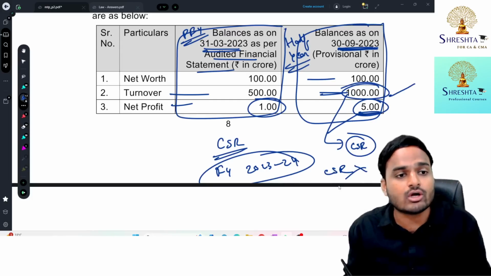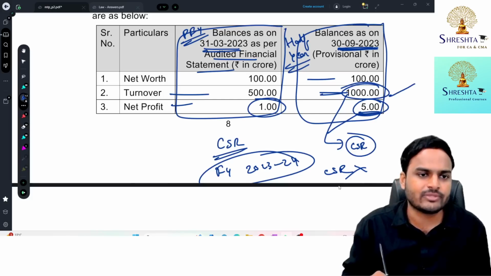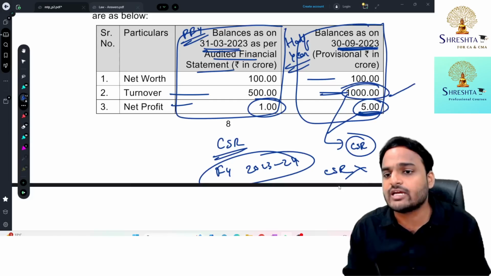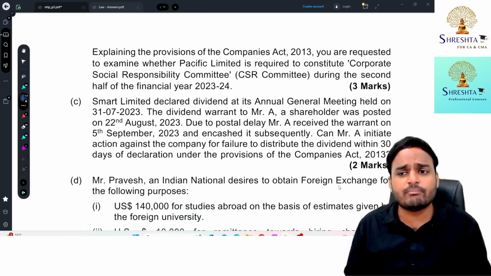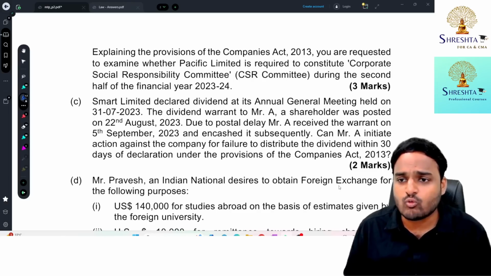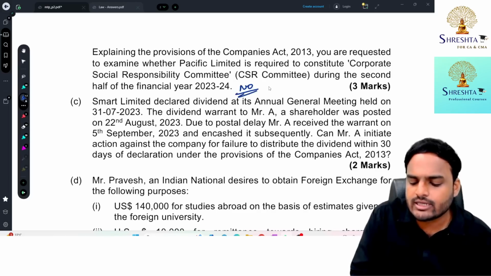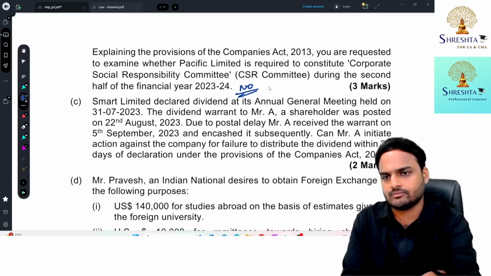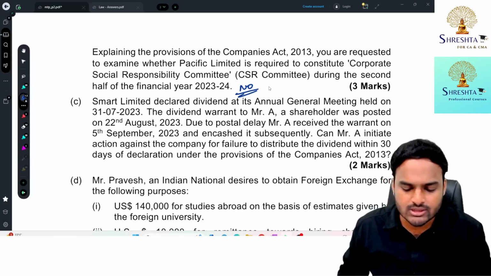Sir, in the current year we have crossed the limits. No, sir. Okay, CSR is applicable from the next year onwards, not in the current year. Every year you have to check the preceding financial year audited financial statement figures. Is it clear, everyone? Examining the provisions of Companies Act 2013, you are requested to examine whether Pacific Limited is required to constitute a CSR committee during the second half of the financial year. Answer is no. They are required to constitute the committee in financial year 24-25, not in the second half of financial year 23-24. So 3 marks, simple question.